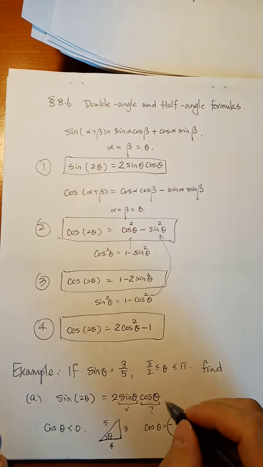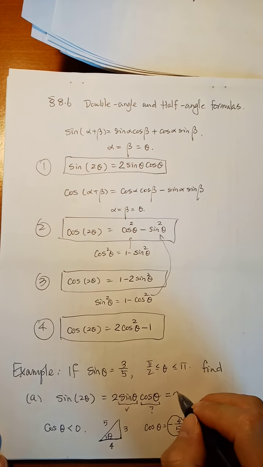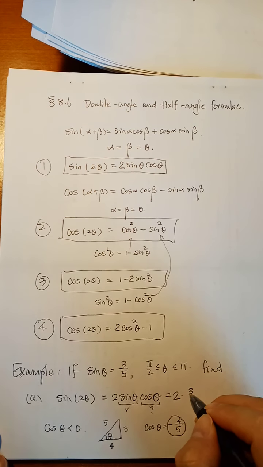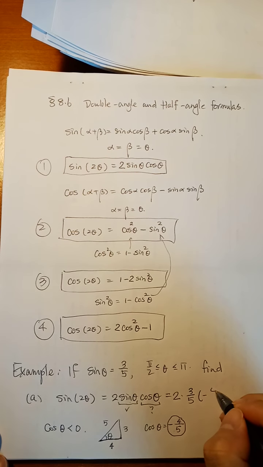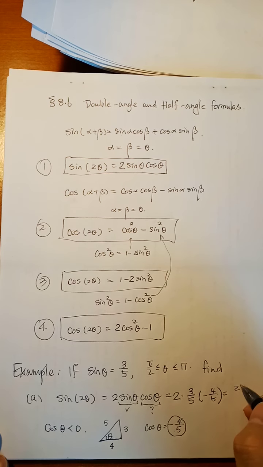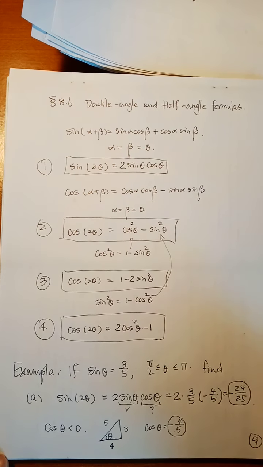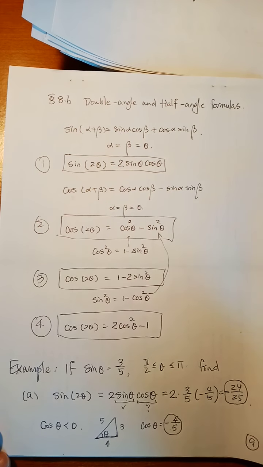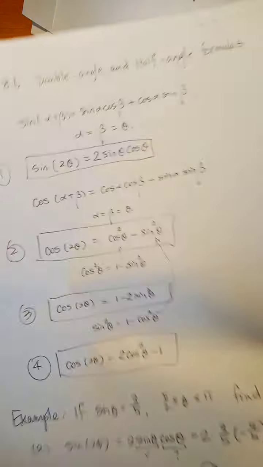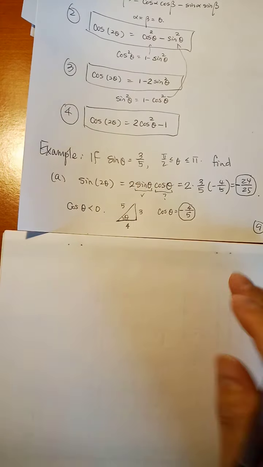It's negative. So with this computation, we get 2 sine theta cosine theta: 2 times 3 is 6, 6 times 4 is 24, 5 times 5 is 25. It's negative 24 over 25. This is our sine 2 theta. Okay, it's sine 2 theta.